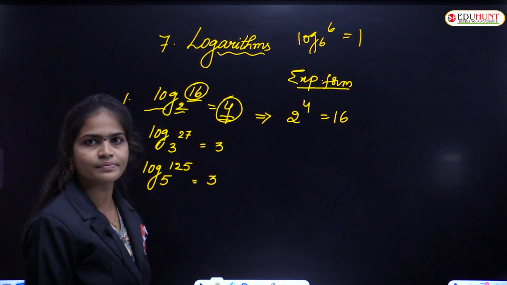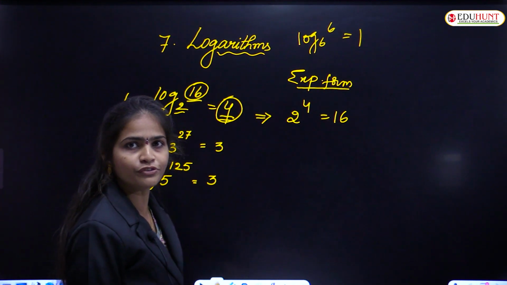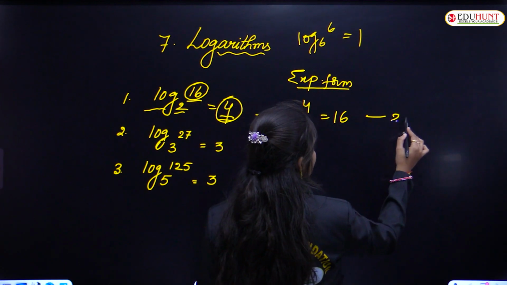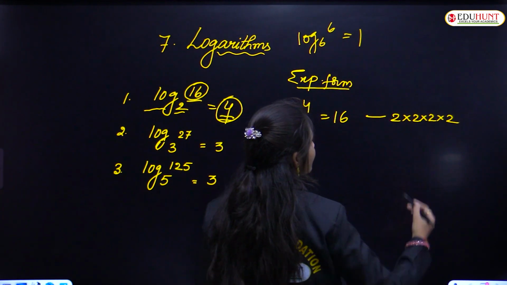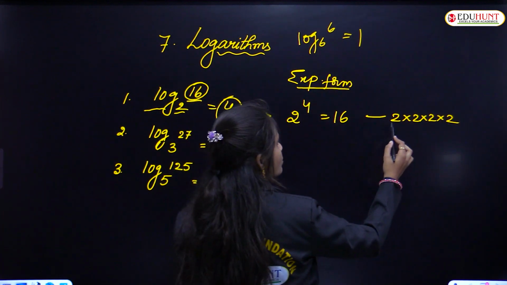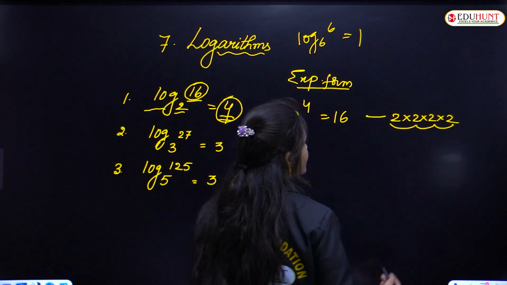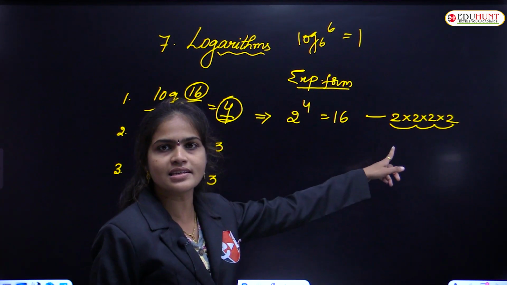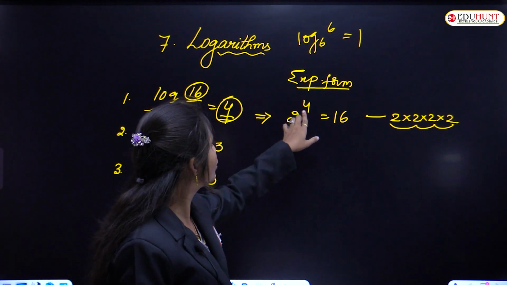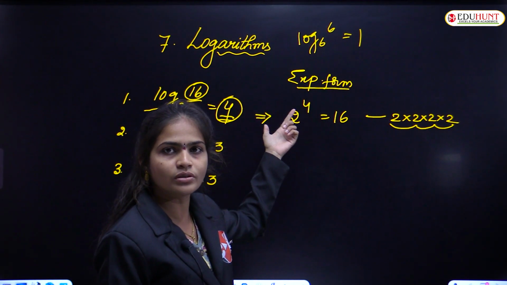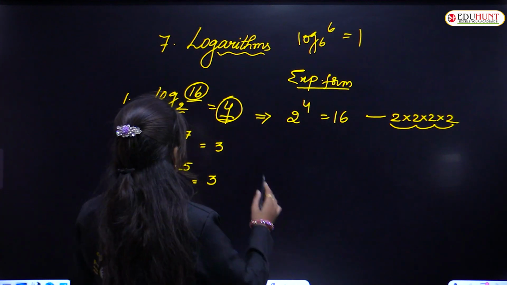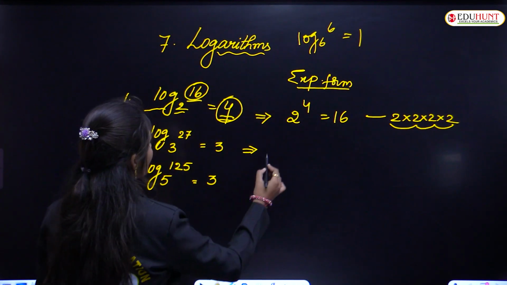Am I correct? What is the value of 2 power 4? 2 power 4 means we have to multiply the same number by itself 4 times. Then what do you get? 2 2s are 4, 4 2s are 8, 8 2s are 16. So are we getting 16 or not? Yes, we got 2 power 4 is equal to 16. Understood? So it is correct or not? Yes, it is true.